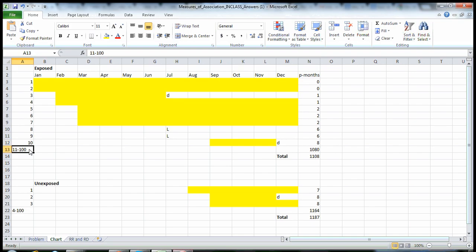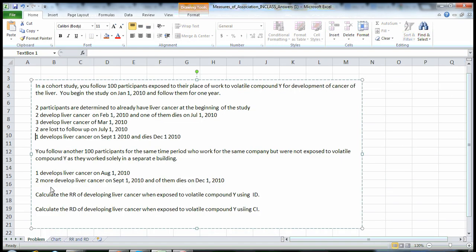Then we have persons number 11 through 100. So that's our 90 individuals who each contributed 12 person months of follow-up. That gives us 1,080 person months. When I sum all of these numbers up, I get a total in the exposed group of 1,108 person months of follow-up. Now let's look at our unexposed group.